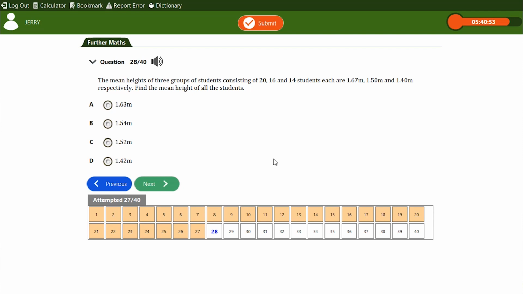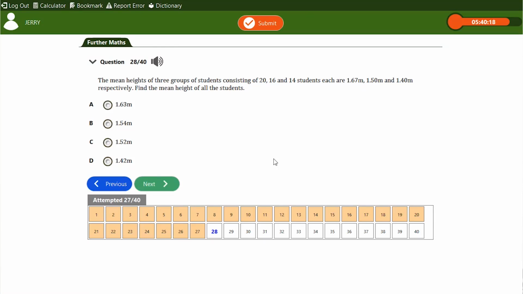The mean height of 3 groups of students consisting of 20, 16, and 14 students each are 1.67 meter, 1.5 meter, and 1.40 meter respectively. Find the mean height of all the students. Okay. Of course, we know that the mean, x bar, equals summation x all over n.